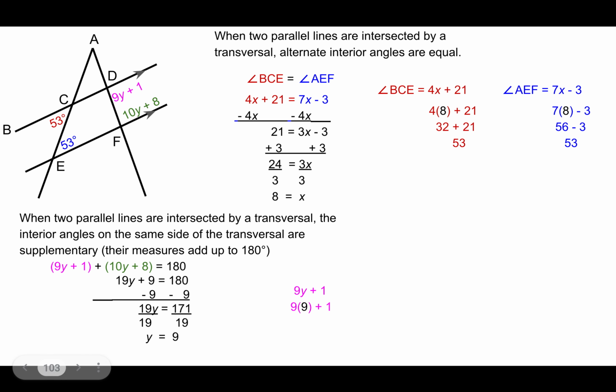9y plus 1, replace the y with 9. 9 multiplied by 9 is 81, and the sum of 81 and 1 is 82. Let's look at the green one. 10y plus 8. Again, replace the y with 9. The product of 10 and 9 is 90, and 90 plus 8 is 98. And just to make sure that this works, 98 plus 82 is 180. So it looks like I didn't make a mistake.